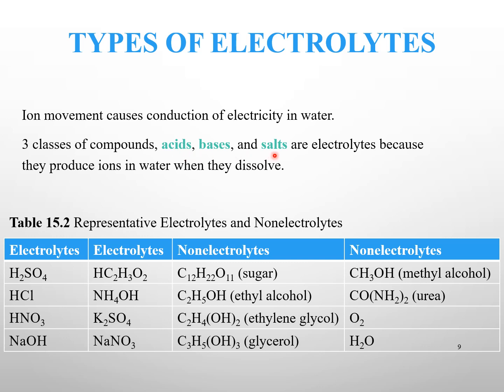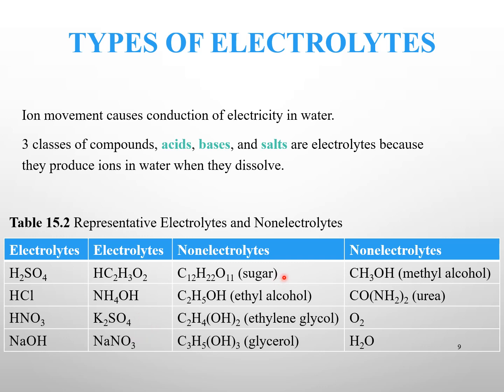On the other hand, salts are cations and anions paired together, so there are a lot more options for salts. So this is a base, that's another base. These four are acids, and these are two examples of salts here.